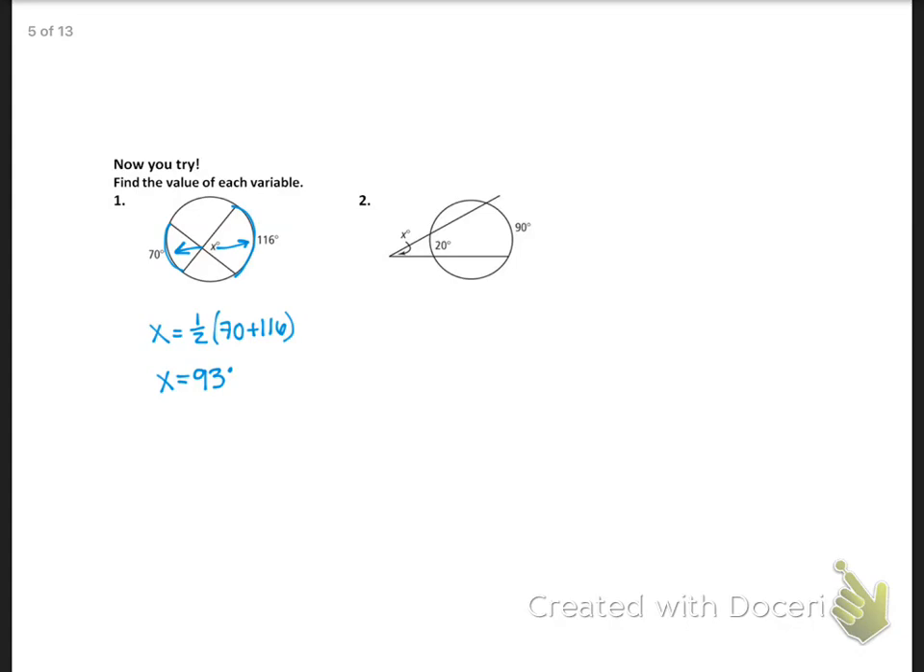Okay, my next one, remember these are my arcs, so I have my angle equals 1/2. My angle sits on the outside, so I'm going to lose friends. So I'm going to subtract my smaller one from my bigger one, and I'm going to get 35.